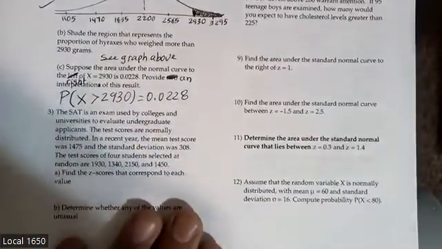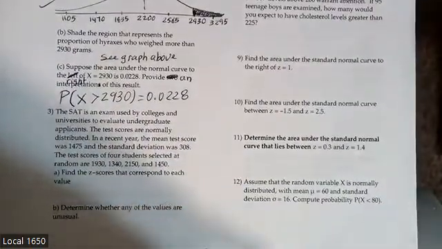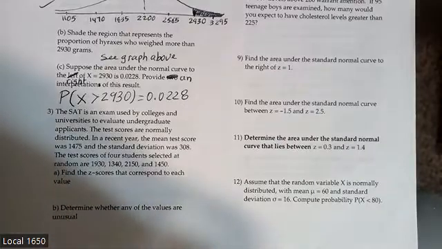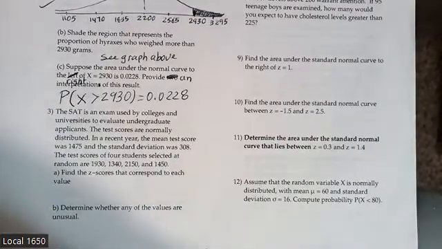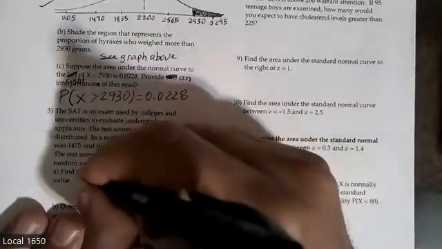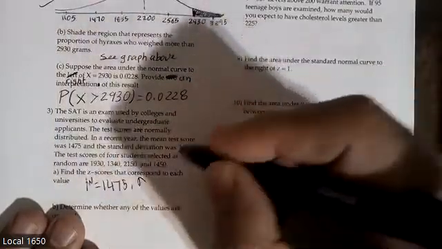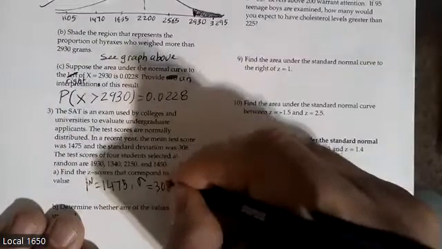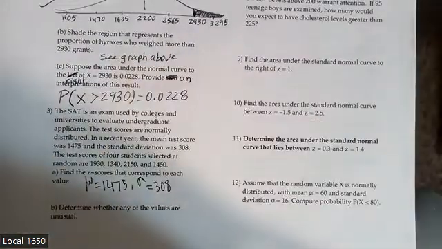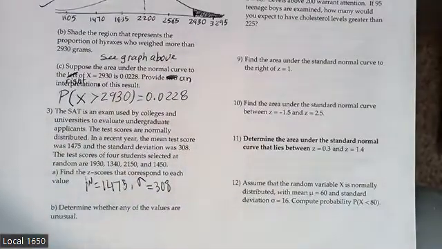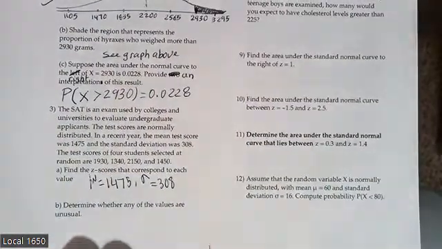Number 3, change the x values into z-scores. The SAT is an exam used by colleges and universities to evaluate undergraduate applicants. The test scores are normally distributed. In a recent year, the mean was 1475, and the standard deviation was 308. Okay, he gives you test scores and he wants you to change them to z-scores. I'm just going to pick one of them and change it to a z-score.